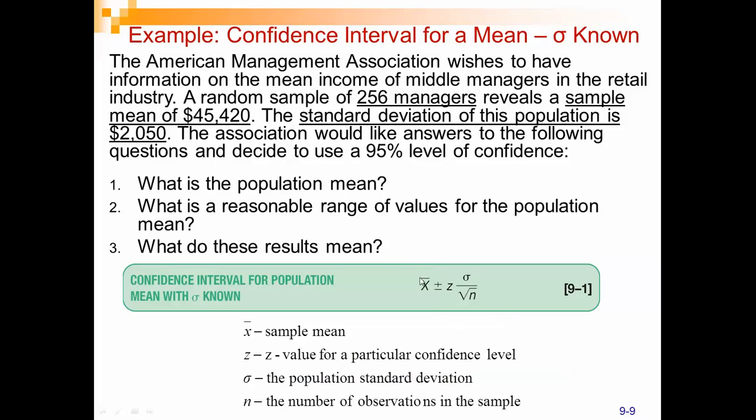And by now this formula should start looking familiar to you. This is the confidence interval for a population mean with a population standard deviation that is known. And it's x bar plus or minus z times the standard error, or population standard deviation divided by the square root of n. In this case, we know the sample mean is 45,420. Hence, our best estimate of the unknown population value is the corresponding sample statistic. We don't know the population mean. We do know the population standard deviation.